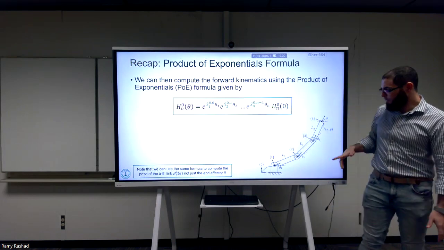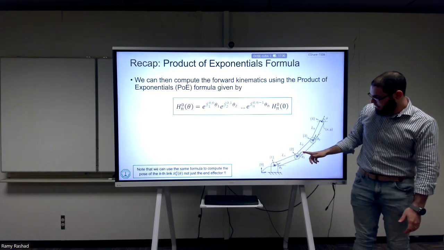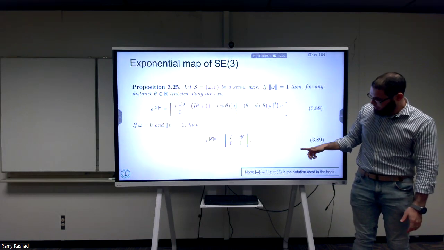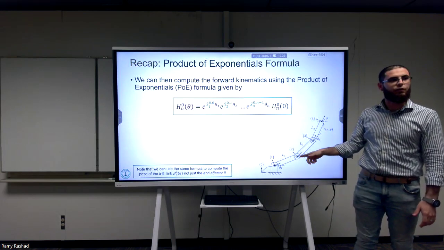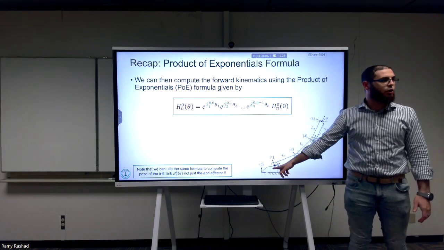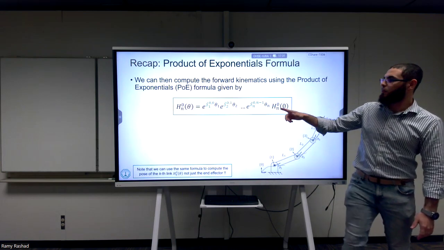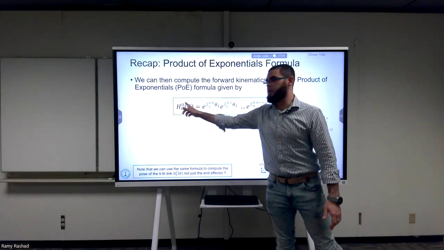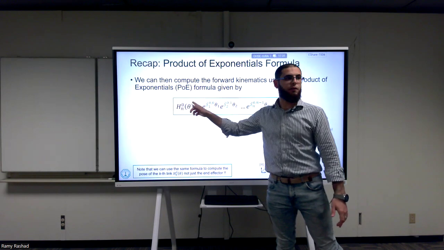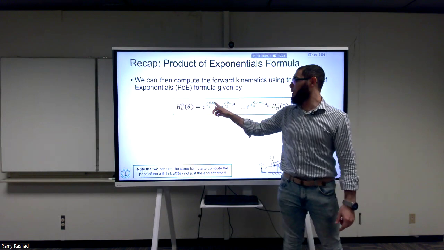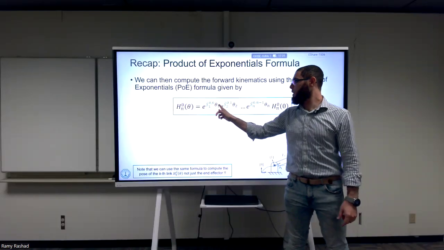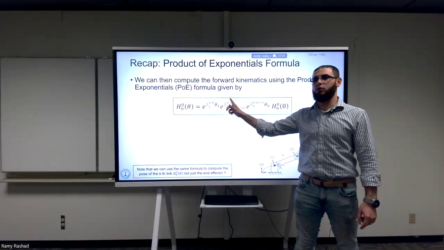So for example, if I'm interested here in the pose of the second frame, so frame number 2 with respect to the 0 frame, then I would simply multiply, then this would be h20 as a function of theta 1 and theta 2 only. And then I'm going to have here the exponential of S100 and here exponential of S210, and that's it.